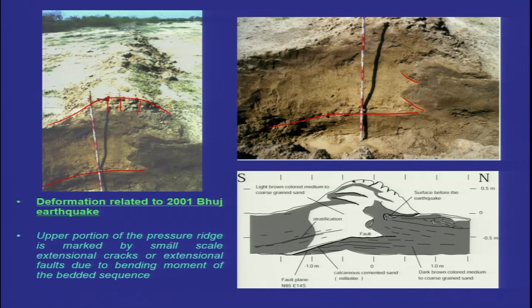So the upper portion of the pressure ridge. What was developed here is a typical pressure ridge which is seen in a couple of co-seismic ruptures. So the pressure ridge, and on the surface we saw the extensional cracks. So this is what you see here, the extensional cracks were developed, and this was due to the bending moment of the bedded sequence. Okay. Now thrust fault scarps. Okay.